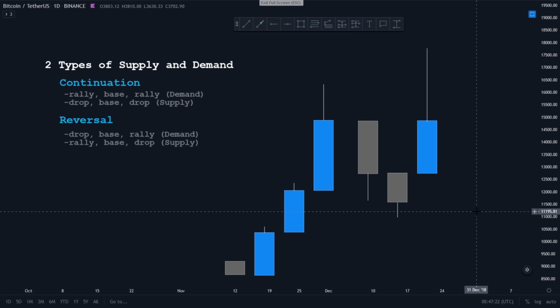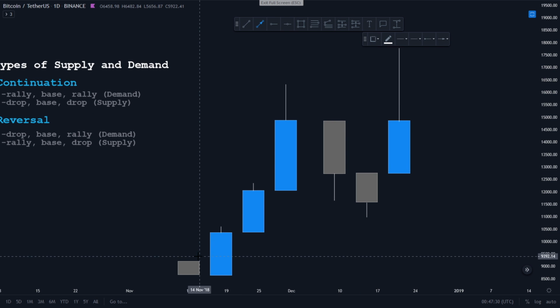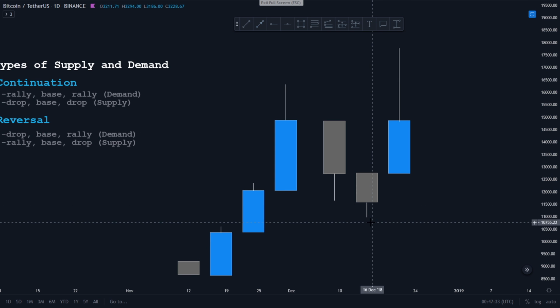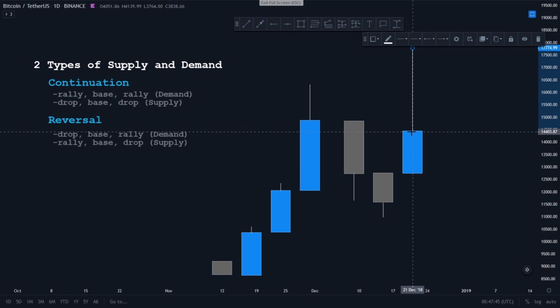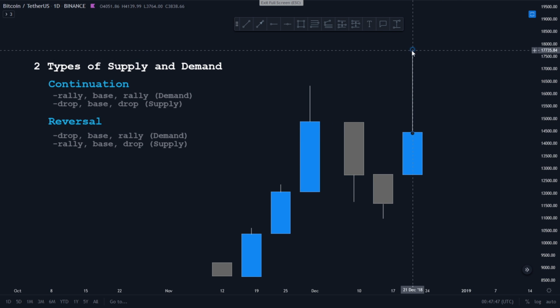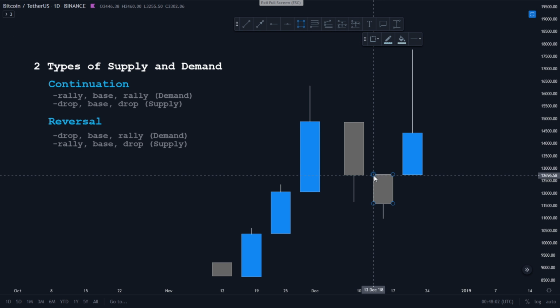And if we have a formation like this, it means that we have a rally, base, rally, but only the wick here goes higher and the price closes back below, let's say here, even. It would still be considered a higher high. So as long as this candle closes bullish, it's a bullish candle, then we would have a higher high and still would draw our demand zone like this.